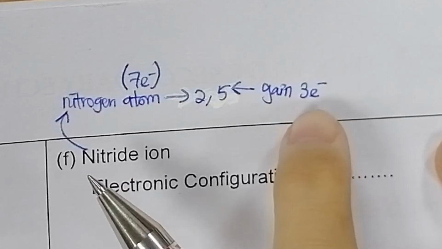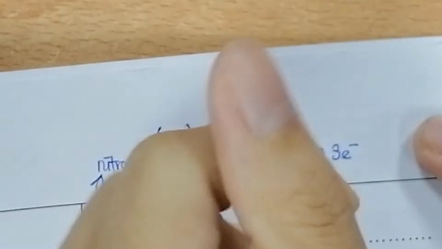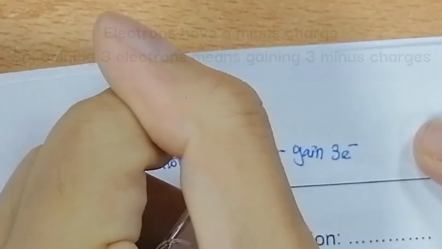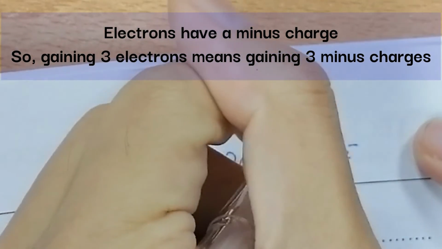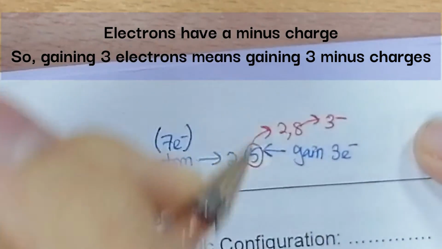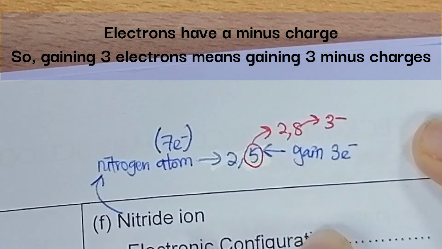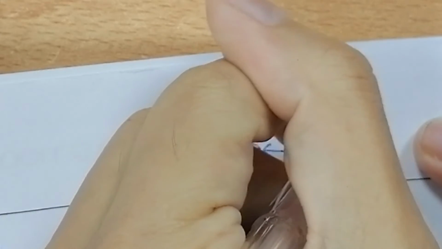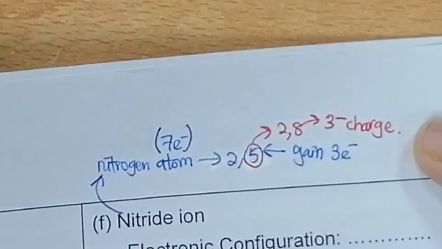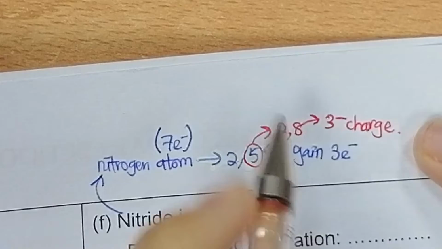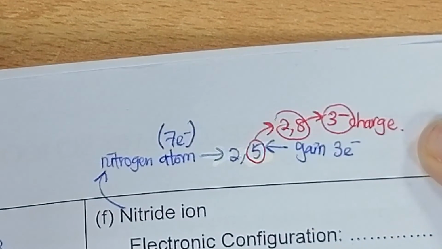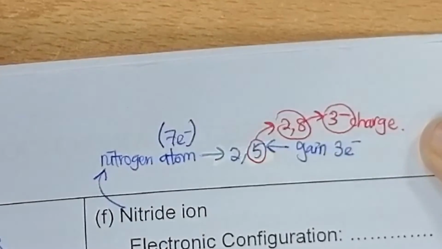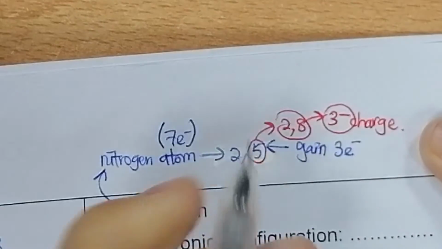When the nitrogen atom gains 3 electrons, it will actually have a charge of 3 minus, because electrons are negatively charged. Okay, so once we know this and we know this, we can start to draw the electronic structure. For electronic configuration here, we should be writing this.